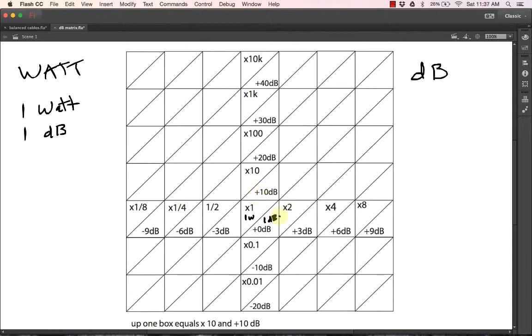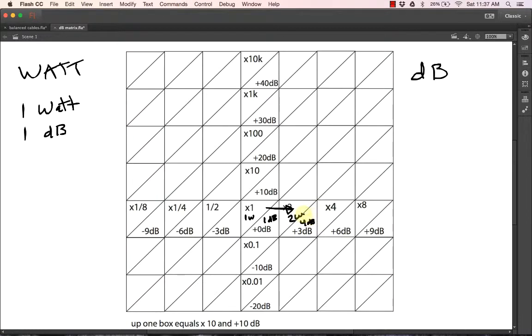Now every time that I double the wattage, so if I move to the right over here, I doubled it, now I have 2 watts, it is going to add 3 dB. So it's 1 plus 3, I now have 4 decibels.